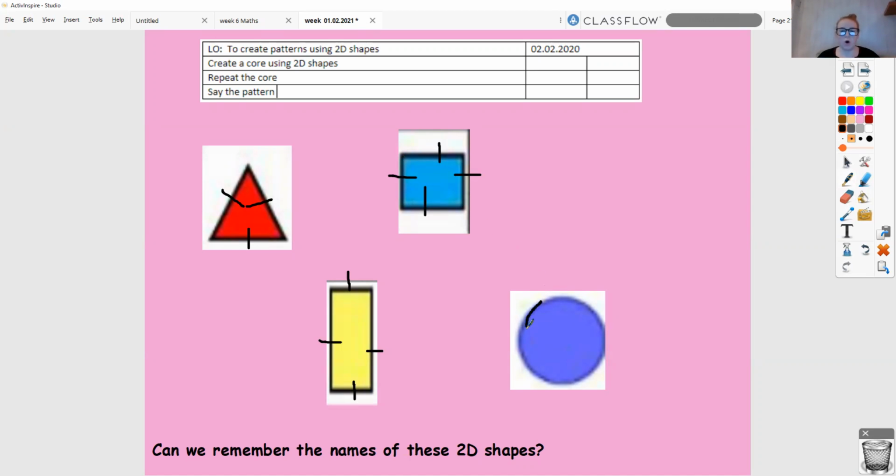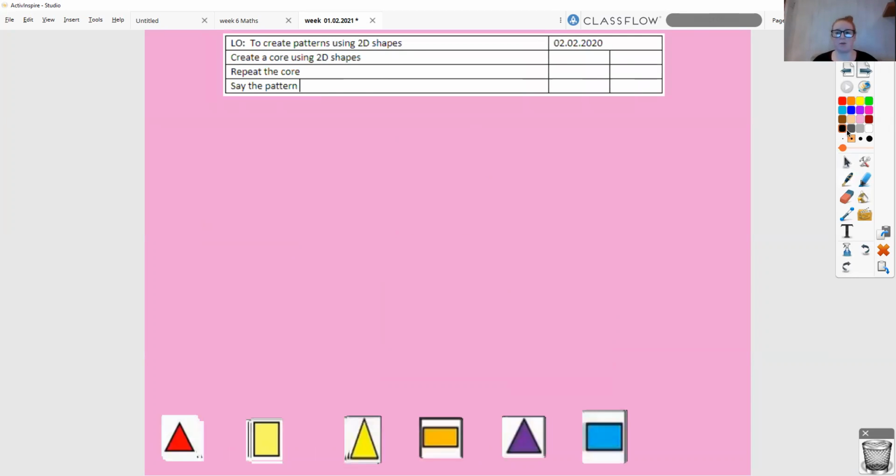Last shape. This shape has 1 side and it is straight, or is it curved? Shout out. It's curved. It's got 1 curved side. What shape is this? Shout out if you know the answer. It is a circle. Fantastic. So those are the 4 2D shapes we are looking at to create our patterns.